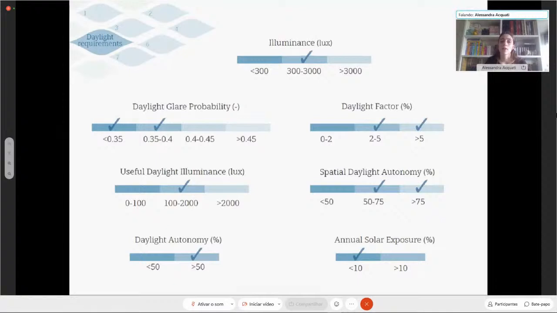Here then are collected the indexes that will be analyzed, highlighting the part that is acceptable and in which range they are acceptable or not. These indexes are illuminance, daylight glare probability, daylight factor, useful daylight illuminance, spatial daylight autonomy, and annual solar exposure.